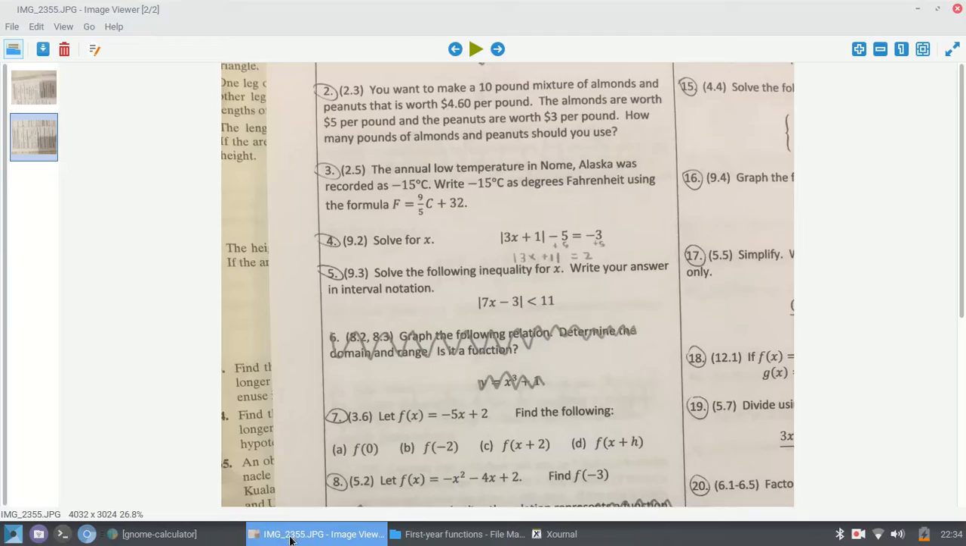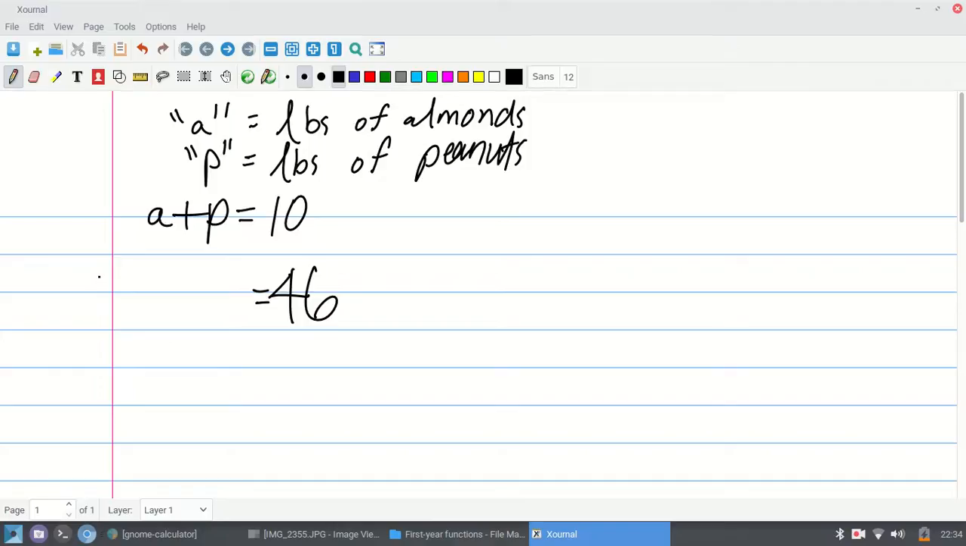Now this is the money equation. It also says that the almonds cost $5 per pound. So the almond cost on its own is $5 per pound times the pounds of almonds. Do the same thing for the peanut cost, added together, and I get my two equations and two unknowns, so I can solve this.